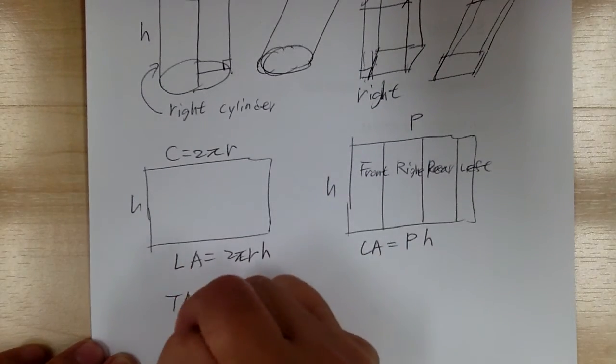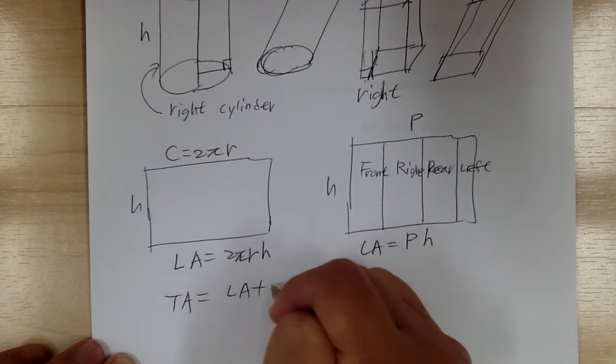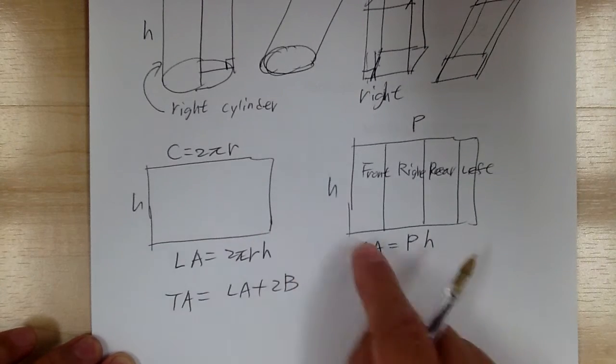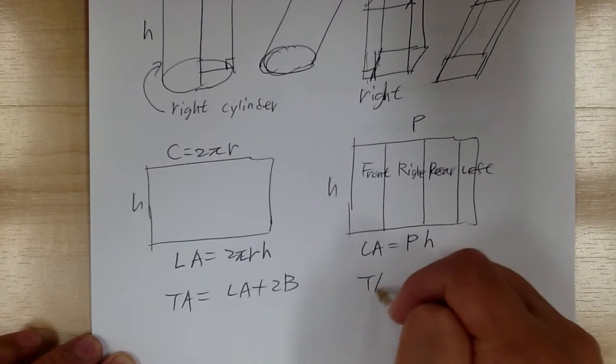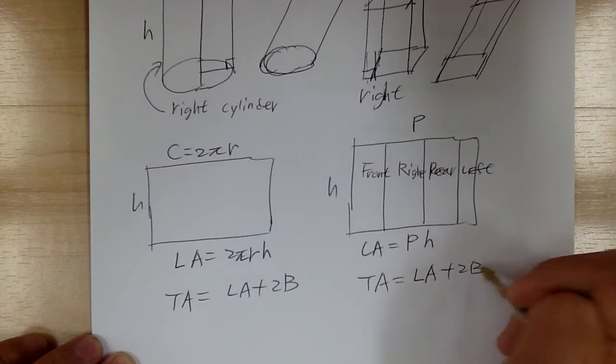Then the total area would be just the LA plus the 2 bases. Now capital B means the area of the base. Again, total area is equal to the LA plus the 2 bases.